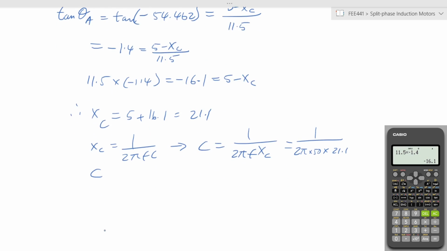Therefore, C is equal to 1 divided by 2 pi times 50 times 21.1, which gives us 150.86 microfarads, which is our answer.